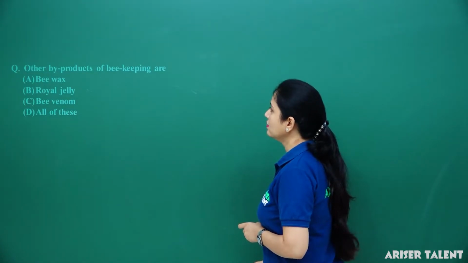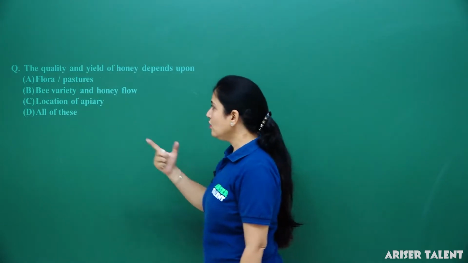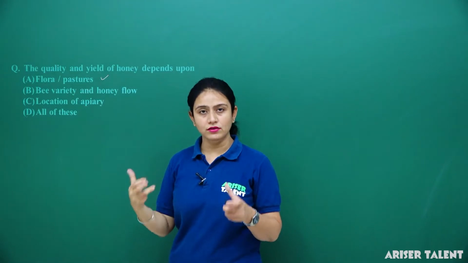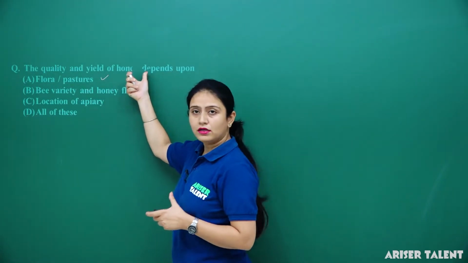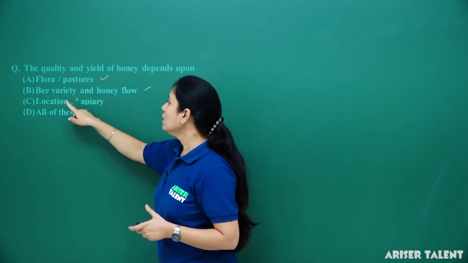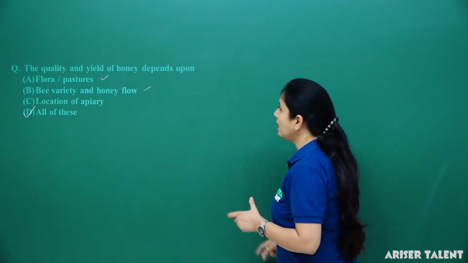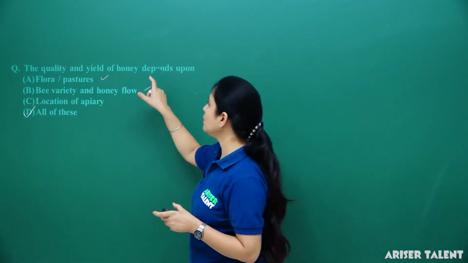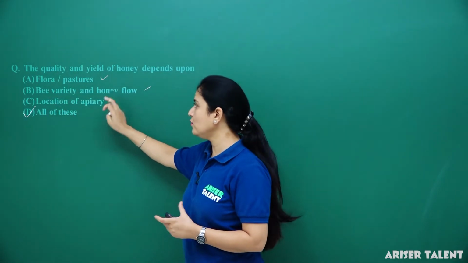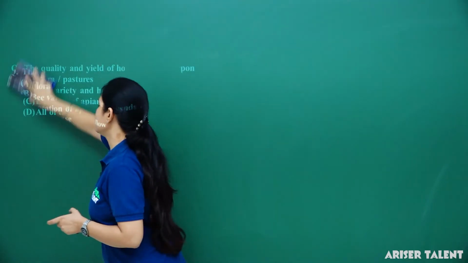Next is, the quality and yield of honey depends upon what? Flora, means pastures. Correct answer, that we generally select the flowers accordingly that they give good honey. Okay, for the nectar, bee variety and honey flow, it's also correct. Location of apiary, yes. So option D is the correct answer, that all the quality and yield of honey depends on flora, means kind of flowers, bee variety and honey flow, location of apiary. Option D is the correct answer.